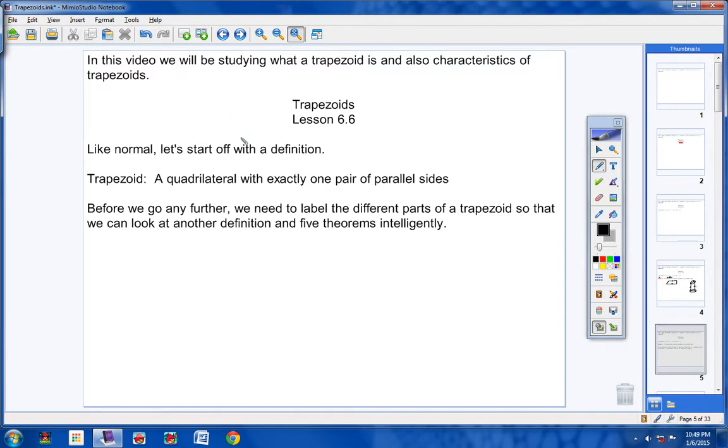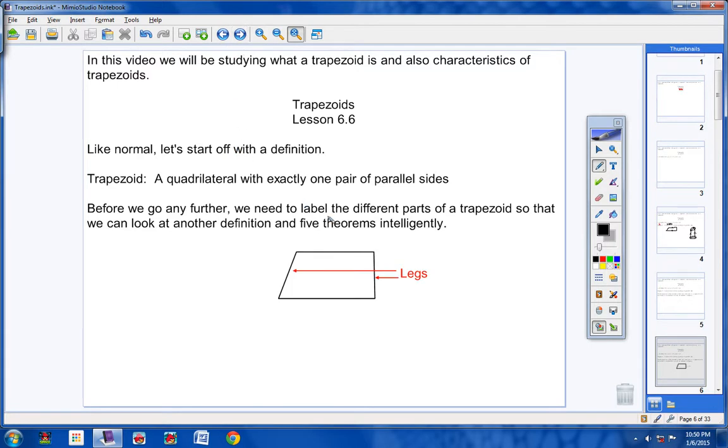Before we go any further, we need to label the different parts of a trapezoid so that we can look at another definition and 5 theorems intelligently. Please take really good notes on this, okay? And make sure you label these parts in your notes and understand what these parts mean, okay? Here we go. Please take really good notes. First of all, please copy this in your notes. Go ahead and draw a trapezoid that looks like this.